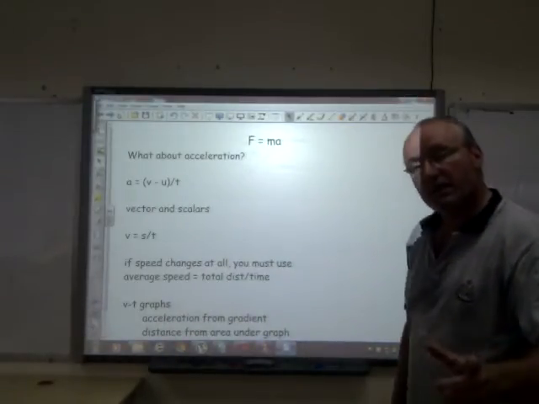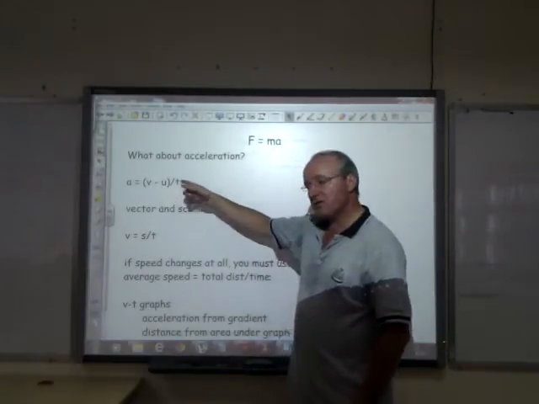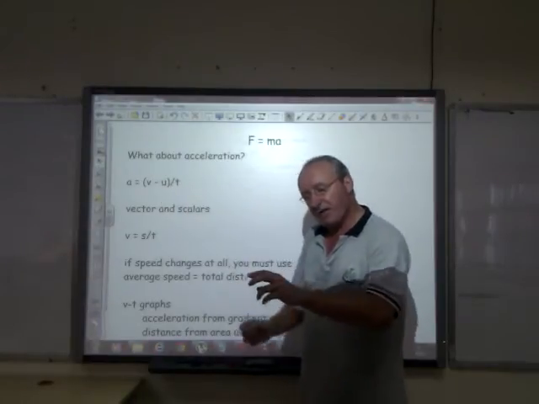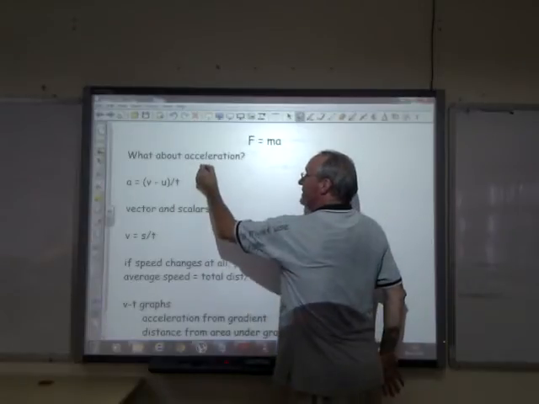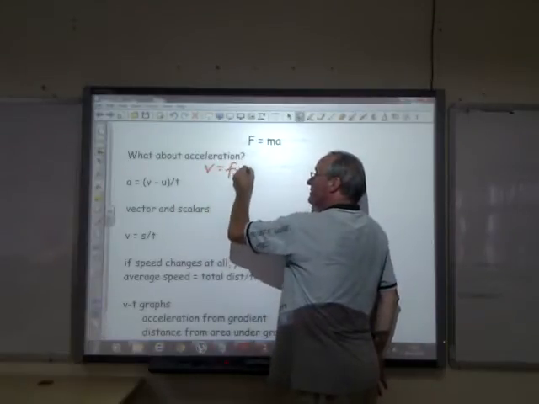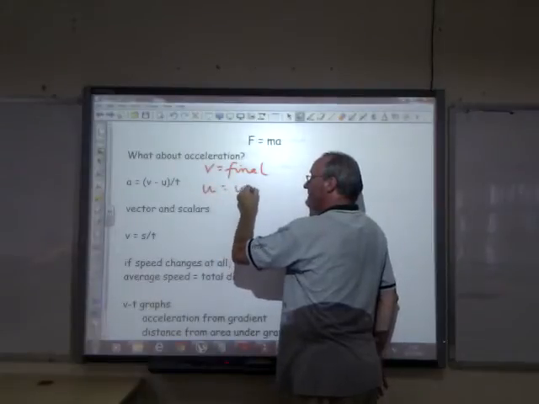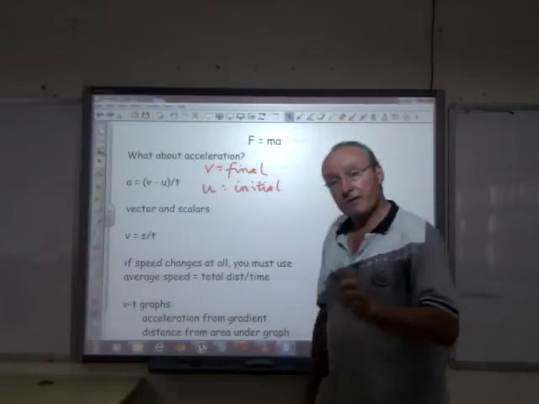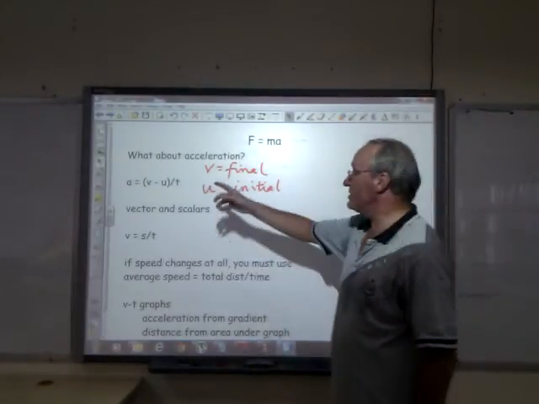Right, so what is acceleration? Acceleration is the rate of change of velocity. Change in velocity divided by time. Change in speed divided by time. Why v and u? Well, because v is the final speed, u is the initial speed. Take one away from the other, you get the change.